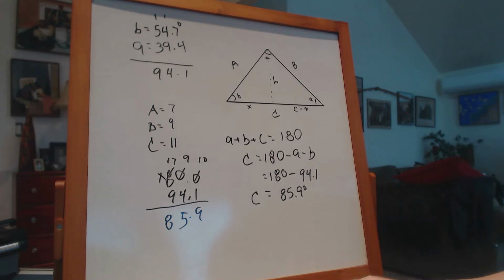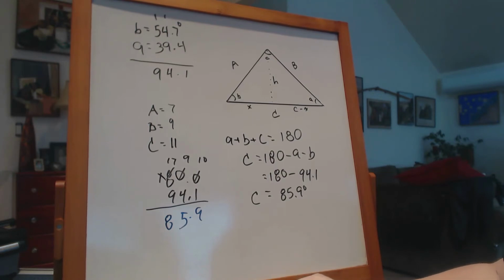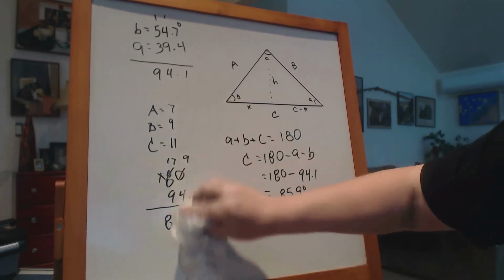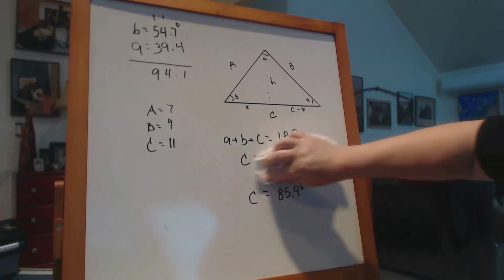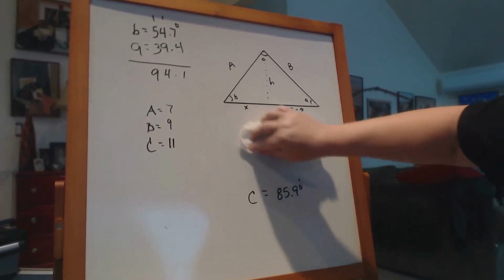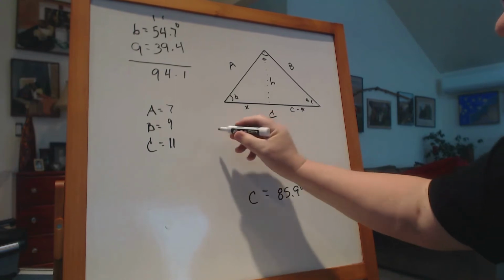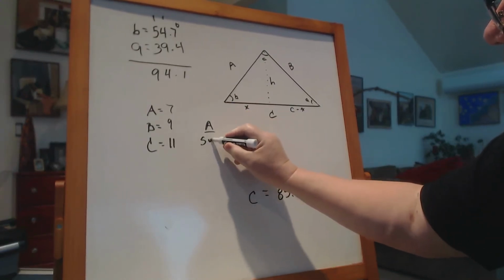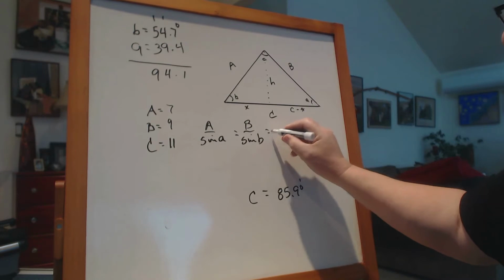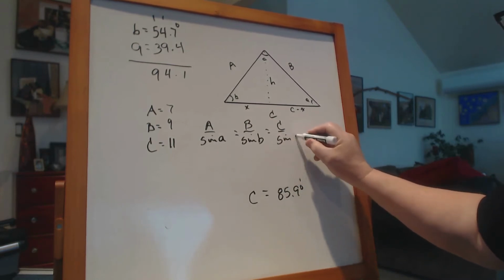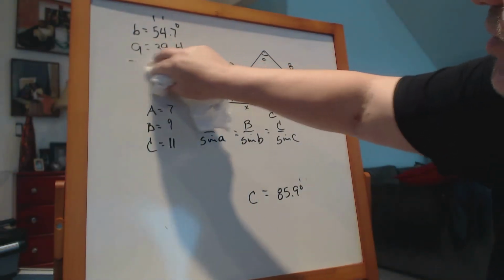But we can also check it out using the law of sines to see if it comes out the same. So remember, the law of sines says, okay, let's take a look at the law of sines. The law of sines says A on sine A is equal to B on sine B is equal to C on sine C. Let's put our answer up here for C.